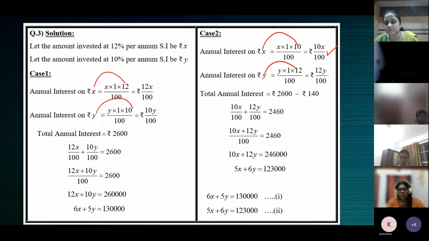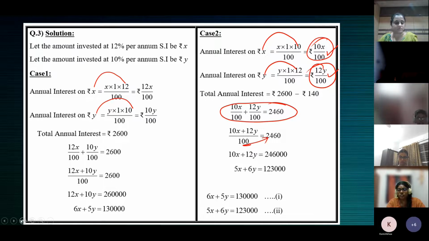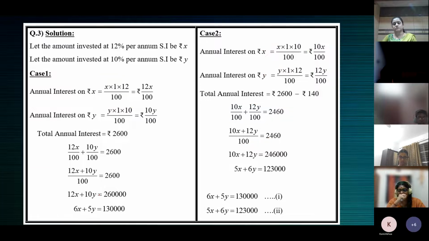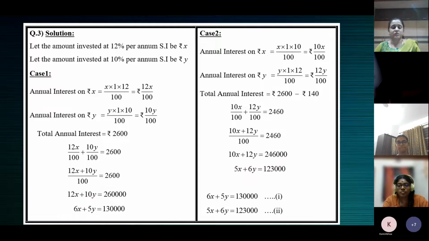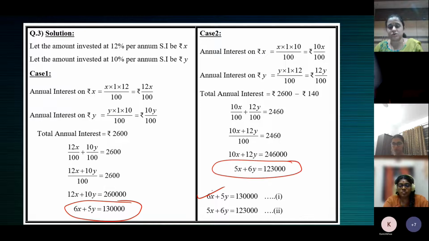This is the simple interest on X. This is the simple interest on Y. Add this interest plus this interest is equal to the total interest of 2,460. Common denominator 100, cross multiply. You get this. And again, when you divide by 2 throughout, you get this equation. So this is equation 1, what you see here. And this is equation 2, what you see here.